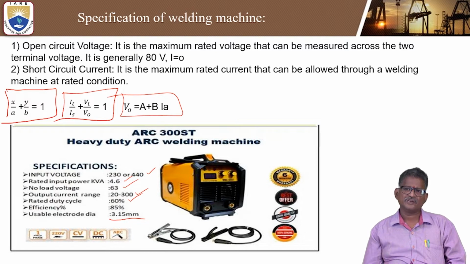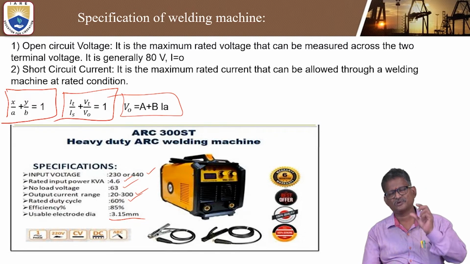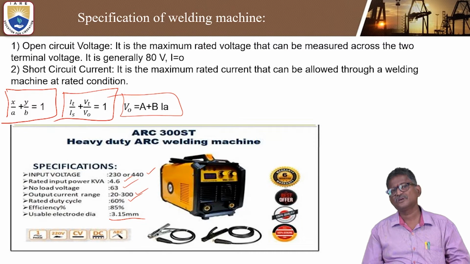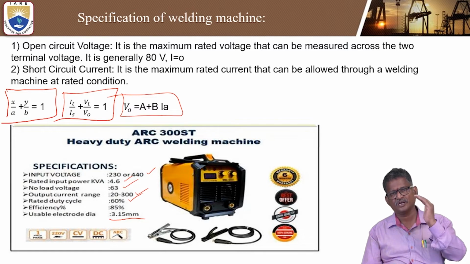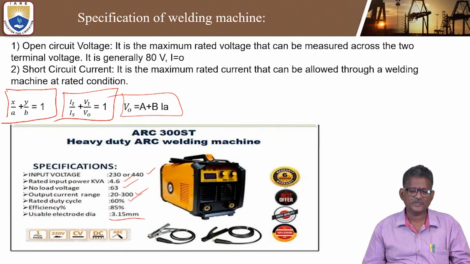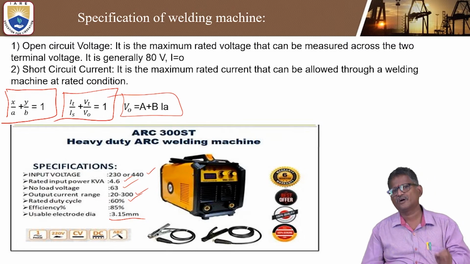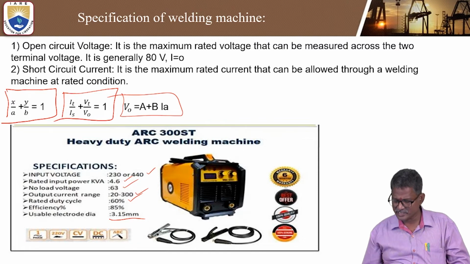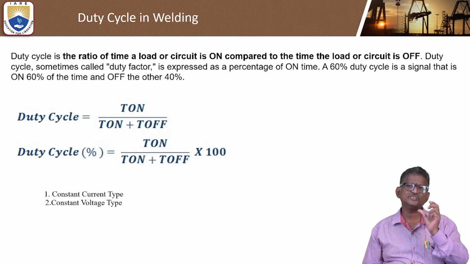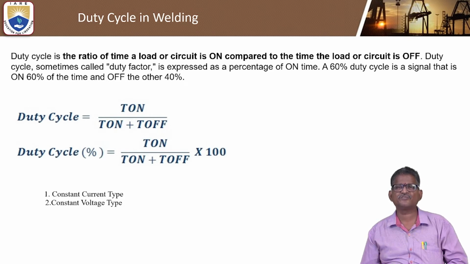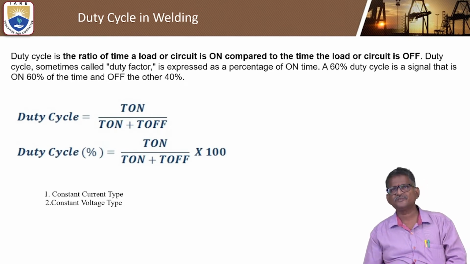So whenever you work with even complex materials, the specifications play an important role. What is the open circuit voltage, how much is the current, what percentage of efficiency can be obtained, and what is the electrode diameter? All these things should be known, and only then can you easily solve any type of problem. So next is the duty cycle in welding. This is also one important term in a welding process.